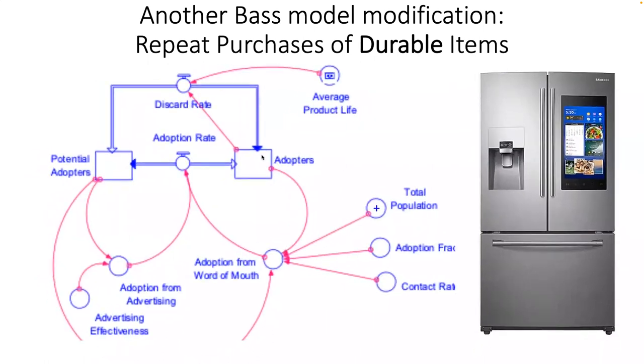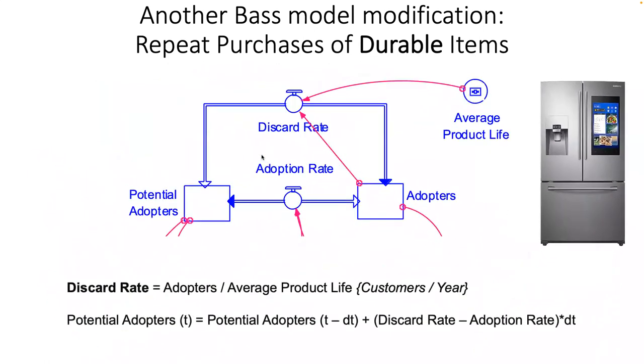And this modification is pretty much identical to the previous modification. The way we model discard rate here is, we'll just say adopters divided by average product life. Average product life is like a time constant. So if we know that on average every refrigerator lasts for 5 years, we drop a 5 year in there. And that tells us how often we're going to churn from adopters back to potential adopters.